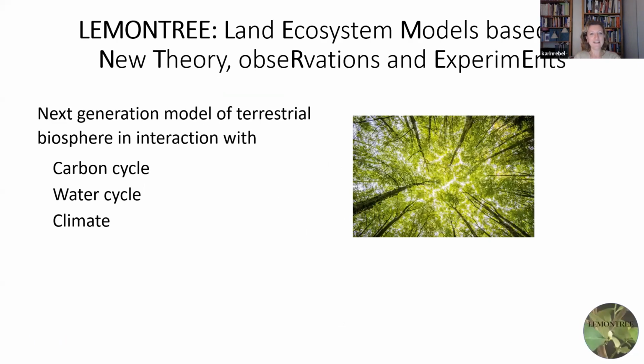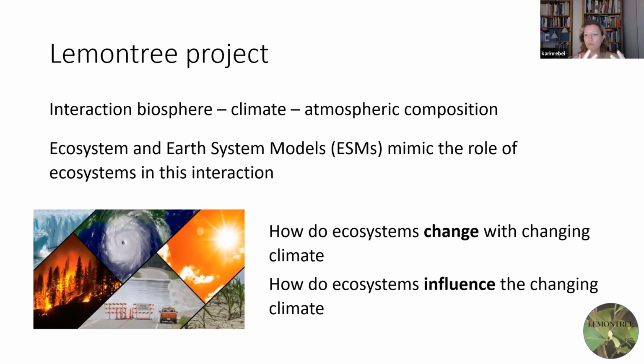Lemontree stands for Land Ecosystem Models based on new theory, observations, and experiments. What we want to do is to create a next generation model of the terrestrial biosphere in interaction with the carbon cycle, the water cycle, and the climate. It's obvious that there is a tight link between the biosphere, the climate, and the atmospheric composition. And of course, with a changing climate, it's very important to understand the role of the biosphere in this changing climate, also with a changing atmospheric composition of, for instance, CO2.